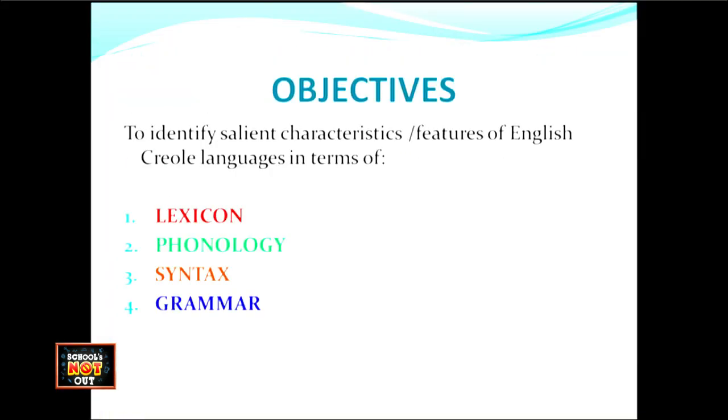categorize Jamaican Creole as a language. So what we'll be learning today is that Creole, Jamaican Creole in particular, is a language. So let's continue. We will be looking at the characteristics or features of English Creole languages in terms of lexicon, phonology, syntax, and grammar.